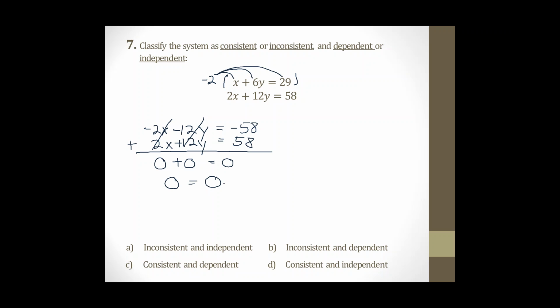So if I get a true statement, that can only be a system where the two lines are exactly the same. They are on top of each other, which means they have a solution, they are consistent, and because they're on top of each other, every point depends on the other, so consistent, dependent. And the only option I see being consistent and dependent is answer choice C.